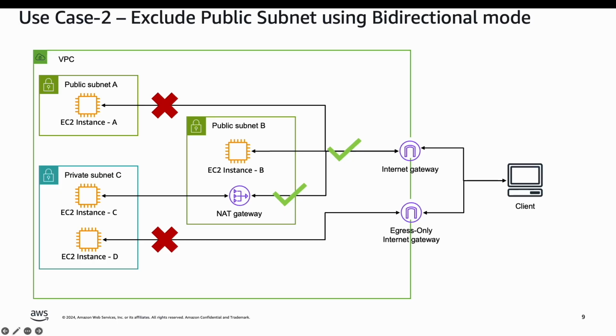For our second use case, we will exclude public subnet B from block public access by using bidirectional mode. Once we exclude it, the instances in my public subnet B should be able to reach the internet, and any instance which is using the NAT gateway in that subnet will also be able to access the internet. In this case, like instance C. So let's go to the console.